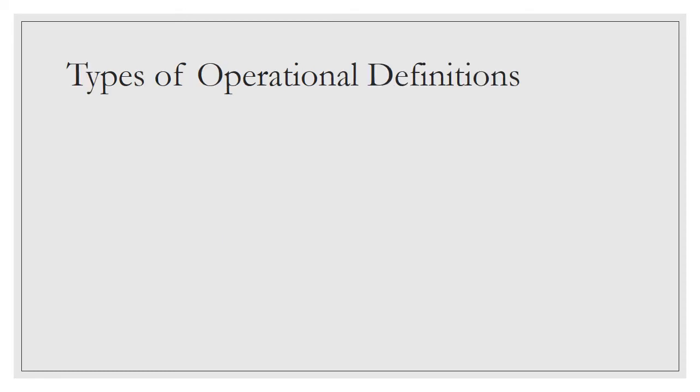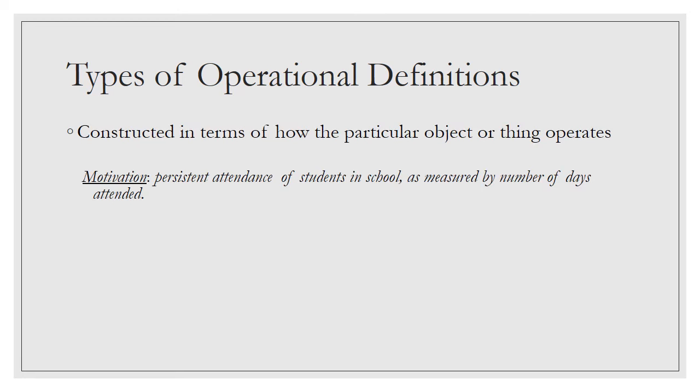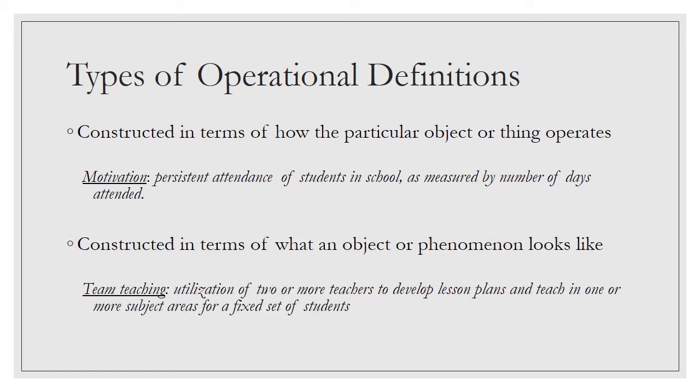In coming up with operational definitions, we can begin to think about different types of operational definitions. So we could construct them in terms of how a particular object or thing operates. So for example, motivation. We might see persistent attendance of students in school as measured by number of days attended.